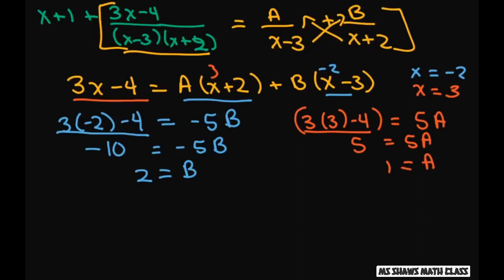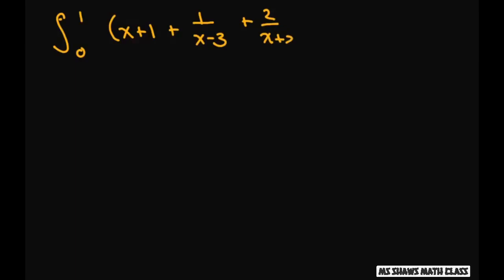So finally, we're going to integrate x plus 1 plus a is 1, so that's 1 divided by x minus 3, plus b is 2 divided by x plus 2. So let's integrate, and we'll get started. That's going to be the integral from 0 to 1 of x plus 1 plus 1 divided by x minus 3 plus 2 divided by x plus 2 dx.